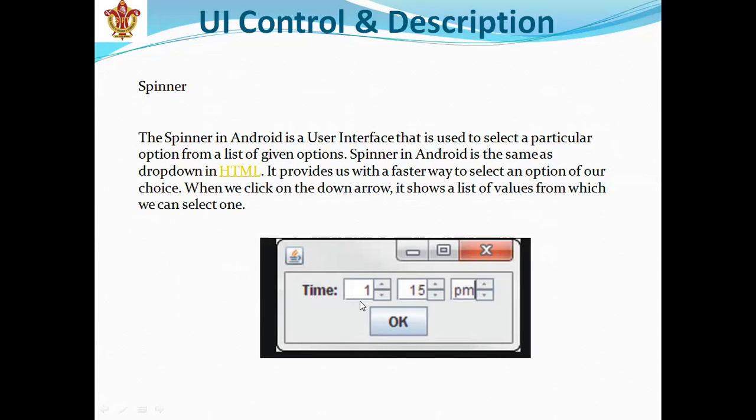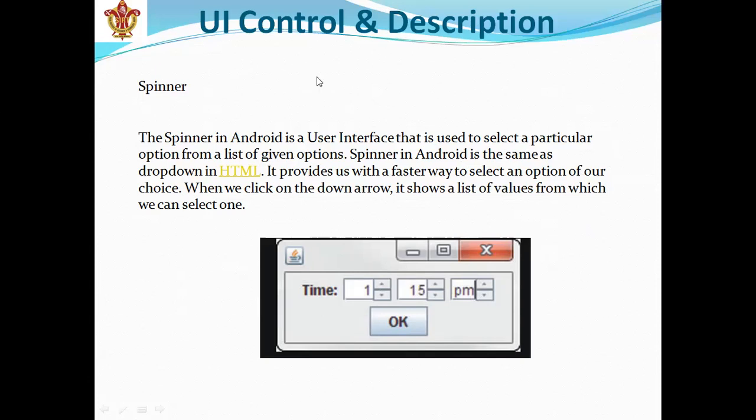Here is the simple example of a spinner in the form of time. We can see the time is 1:15 p.m. If I want to select 1:20, then I will go to the minutes, 15, use the arrows and set it to 20. And if I want to change PM to AM, I will go to the arrow and select AM in place of PM, and then I will put my cursor on the OK button. So this is a simple example of a spinner.